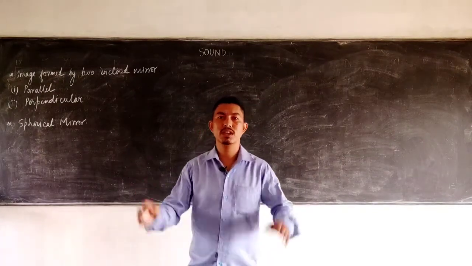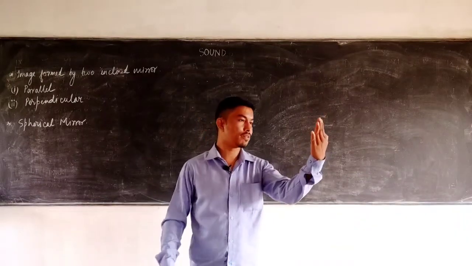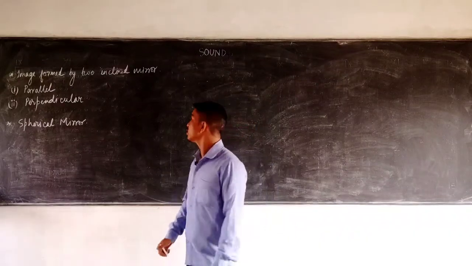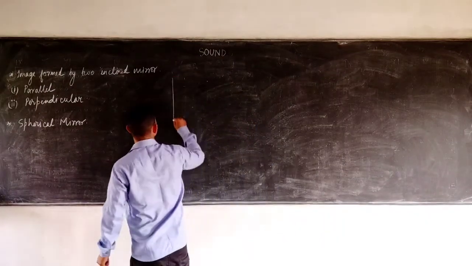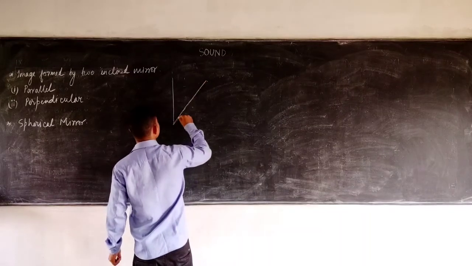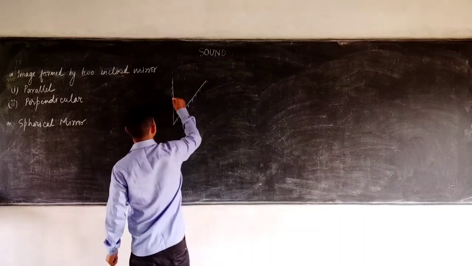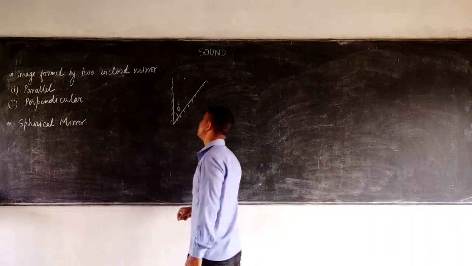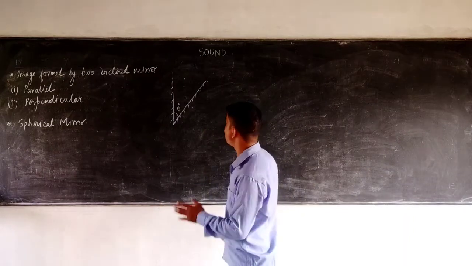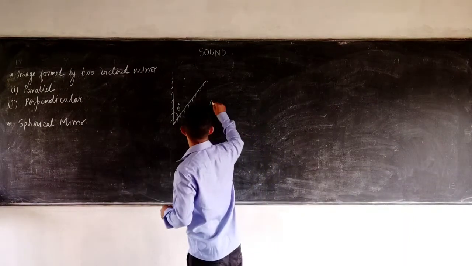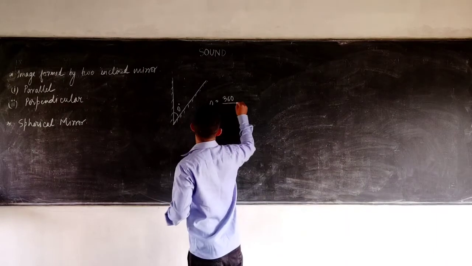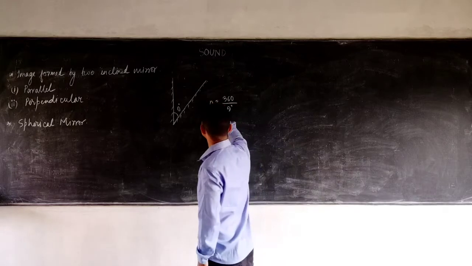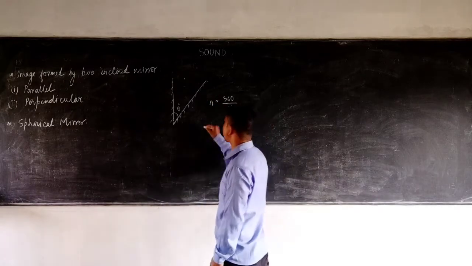You must have seen this case in a barber shop, where there is one mirror at the front and one at the back. There we see multiple images formed. Now if two mirrors are inclined in such a way that the angle between the two mirrors is theta degrees, the number of images formed is given by n equals 360 divided by theta. This happens when the object is placed asymmetrically.